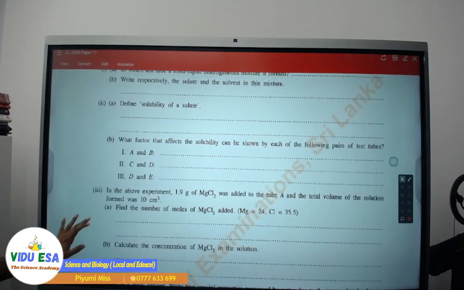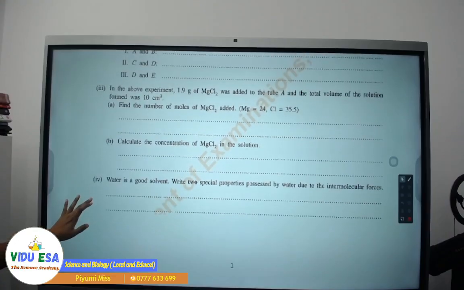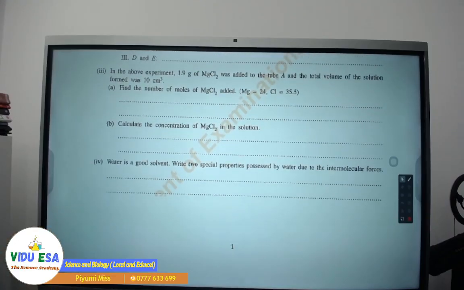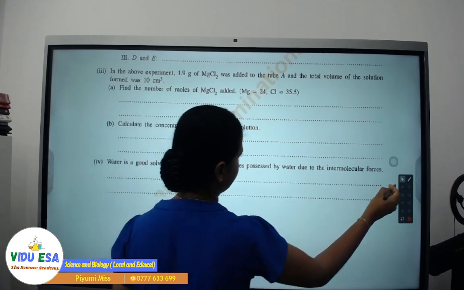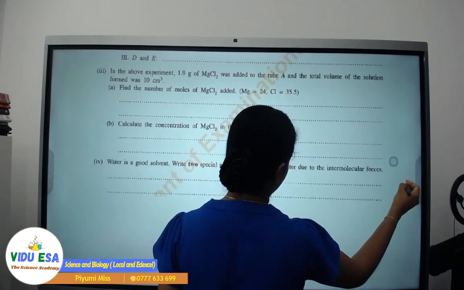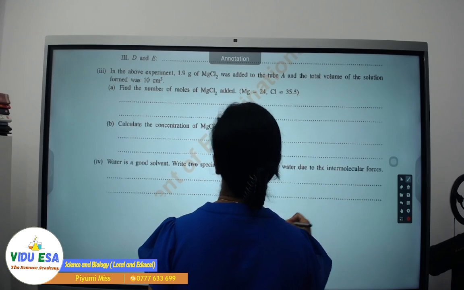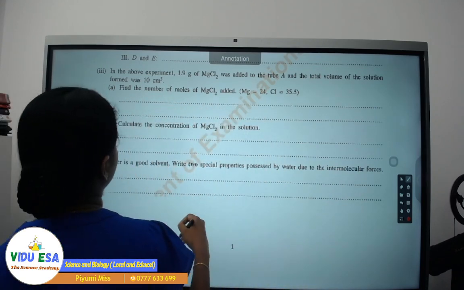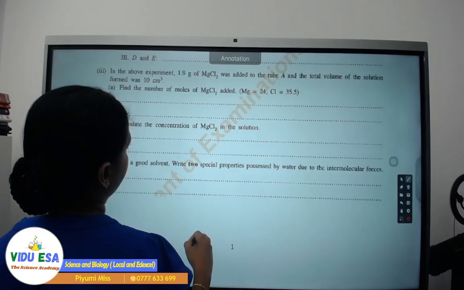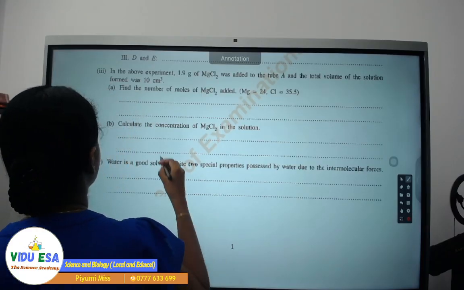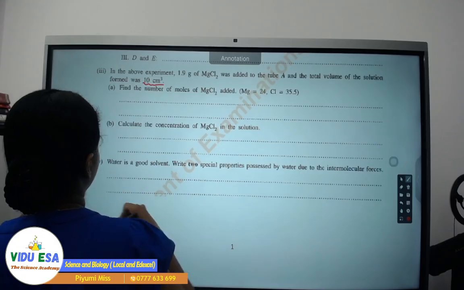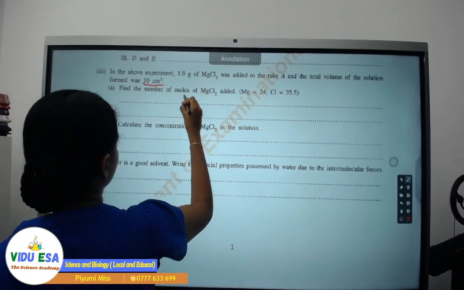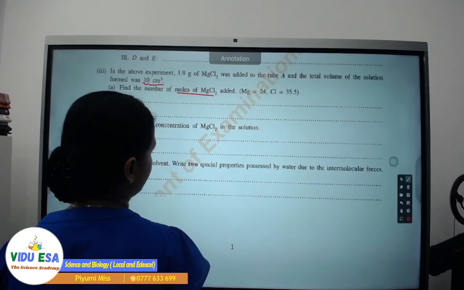Then last week we calculated the concentration. In the above experiment, 1.9 grams of magnesium chloride was added to tube A, and the total volume of the solution formed was 10 cubic centimeters. Find the number of moles of magnesium chloride added.